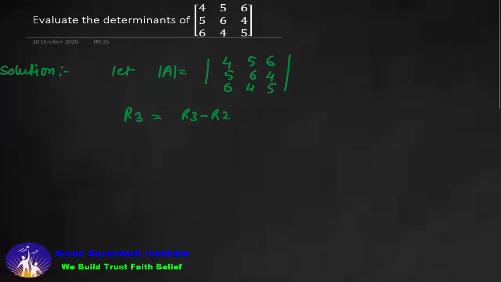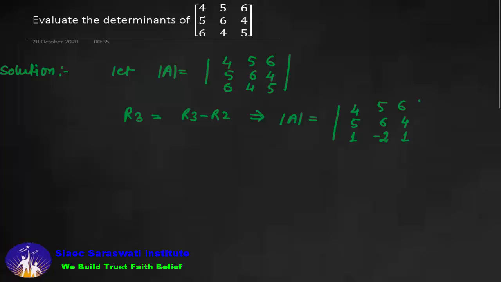your system will be, let's check, and so your system will be mod of A will be equal to, so R3 is going to change, so 4 5 6 remain unchanged and 5 6 4 again they remain unchanged, so the R3 will be 6 minus 5, that will be 1, and 4 minus 6, that is minus 2, 5 minus 4 that will be again 1.